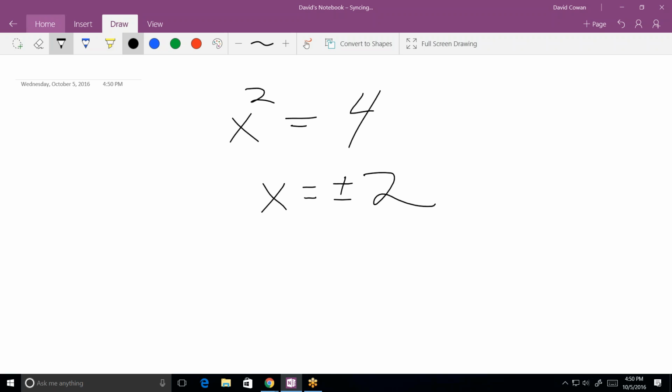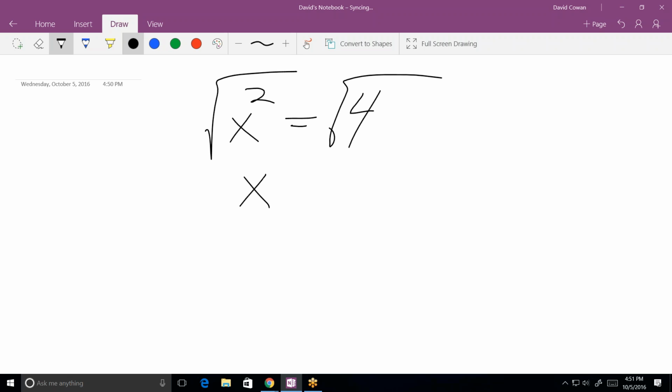Okay. Now, I also like to tell people that if you're ever solving an equation where you have to take the square root of both sides, always start your answer out with plus or minus. It doesn't matter what number I have over here or anything else. If I'm solving it by doing this, then my answer starts out plus or minus.